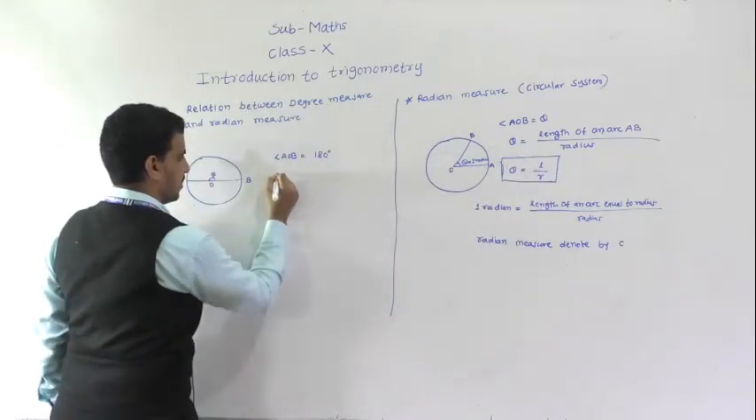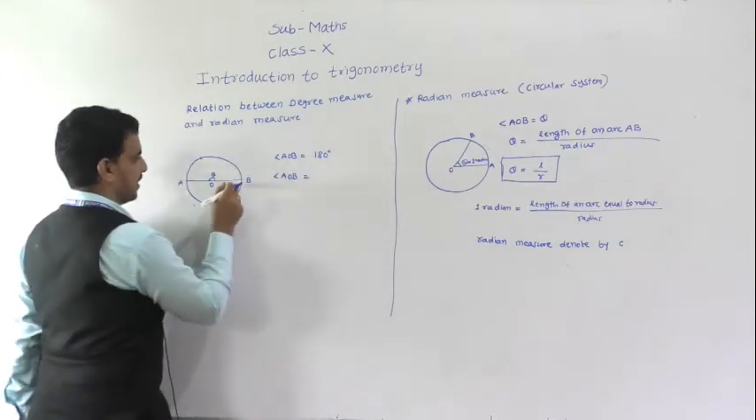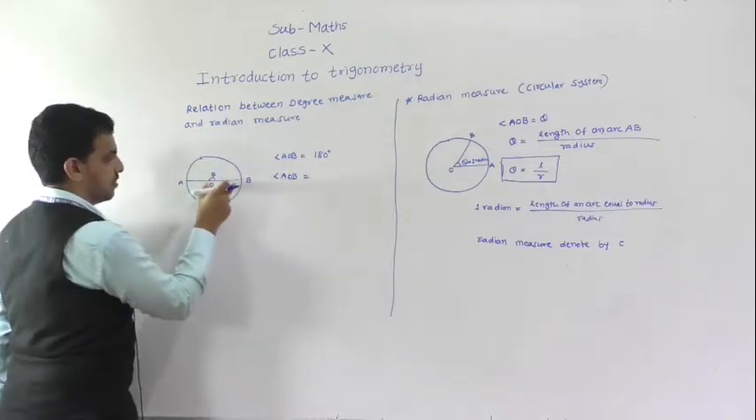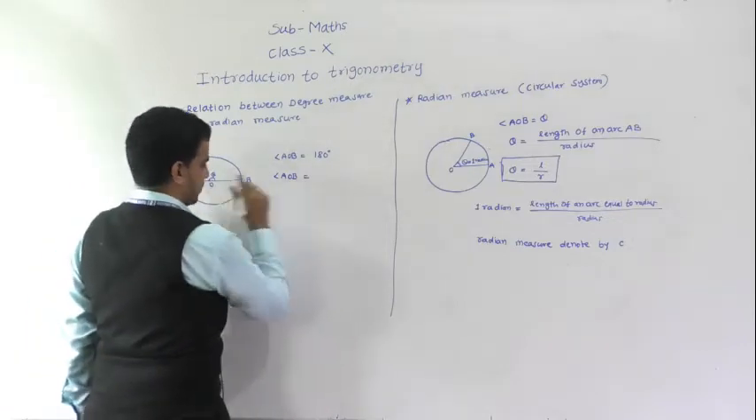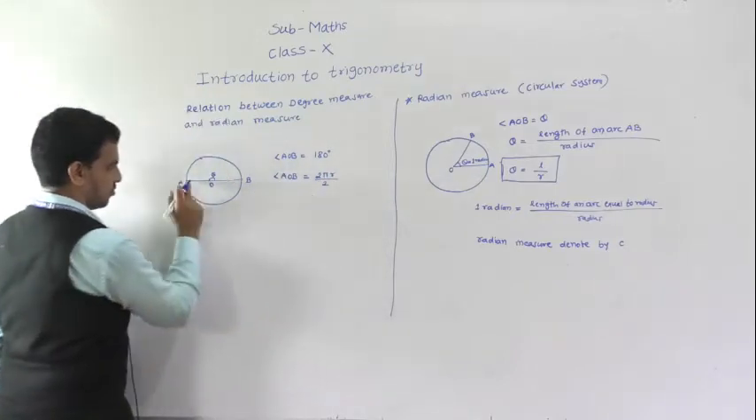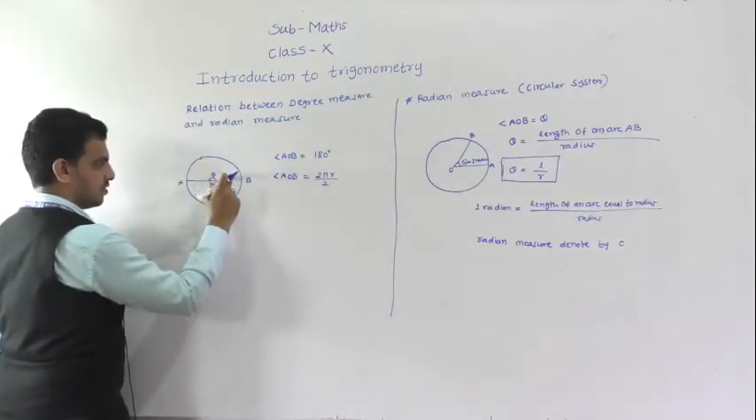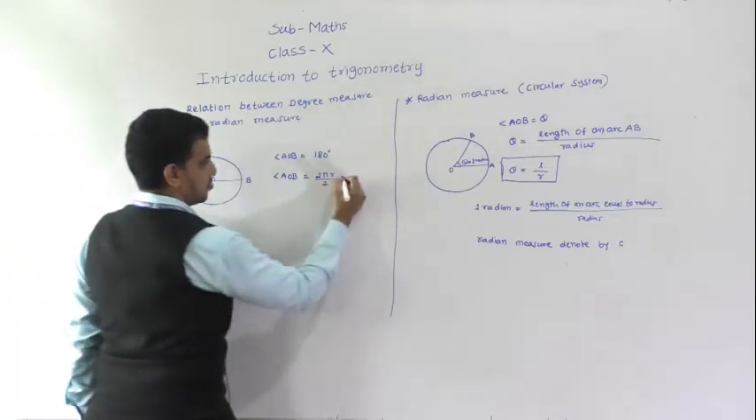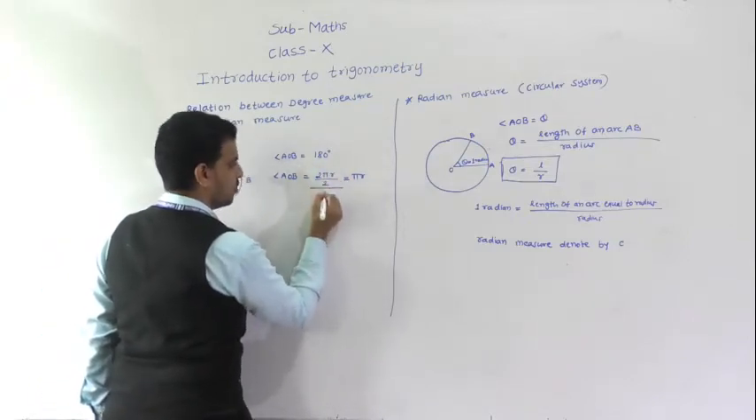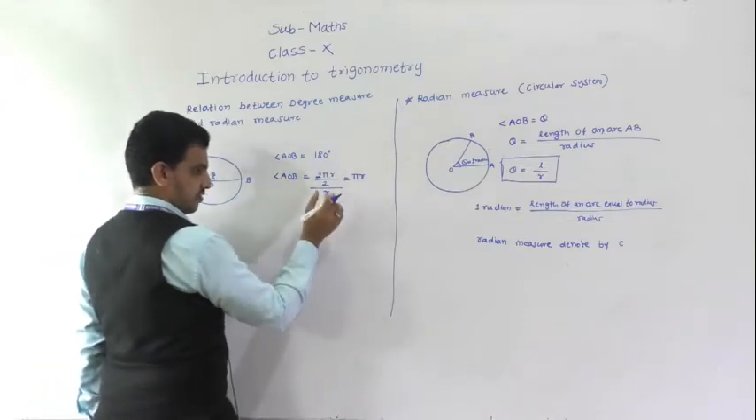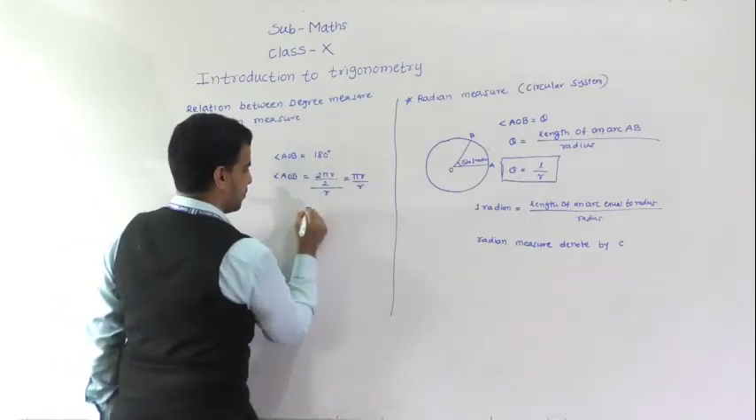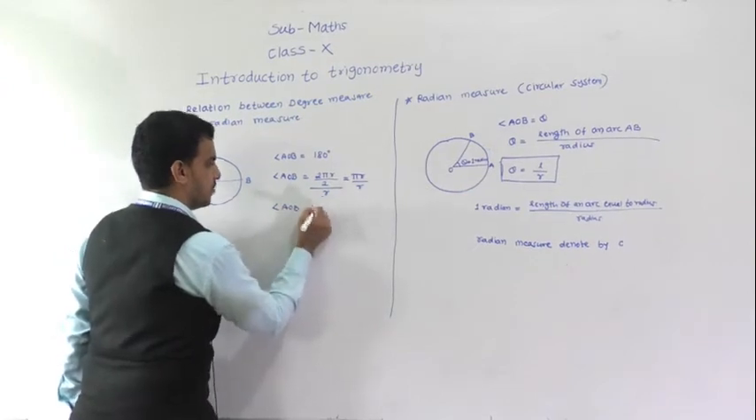So here angle AOB is equal to the length of an arc. Since this is a diameter, this arc is half of the circumference. The circumference of a circle is 2 pi r, divided by 2 because this is half, so the length of the arc is pi r. So angle AOB is 2 pi r divided by 2, divided by the radius r. Here pi r divided by r, so we get angle AOB is equal to pi.